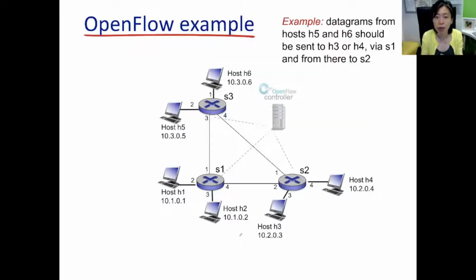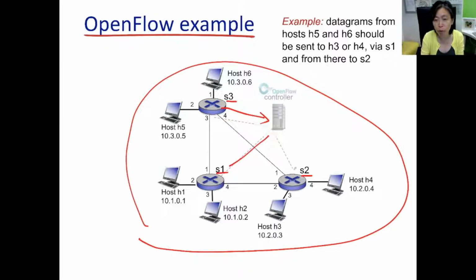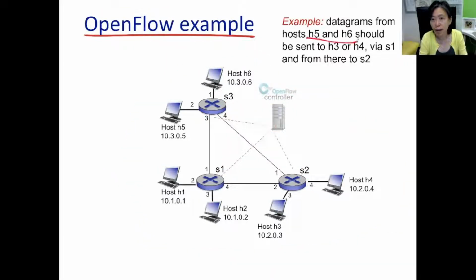The last example goes beyond one single SDN router to have multiple of them forming a network like this. You see here, this network is composed of three SDN routers, S1, S2, and S3, and each of them talks to the controller through the OpenFlow protocol. This controller is sometimes also called the OpenFlow controller, just like some people call the SDN routers OpenFlow routers. A scenario is this: let's send packets from H5 and H6, from subnet 10.3, to H3 and H4, subnet 10.2.